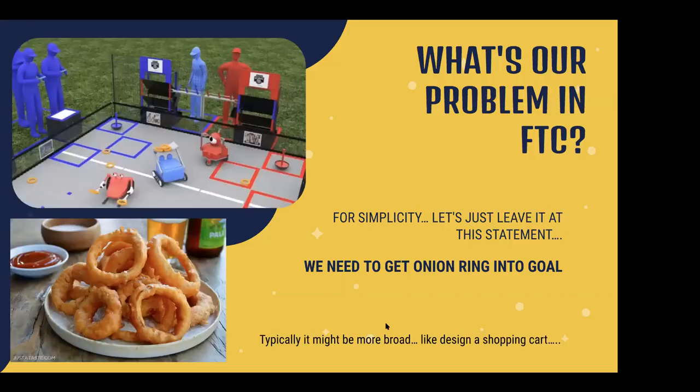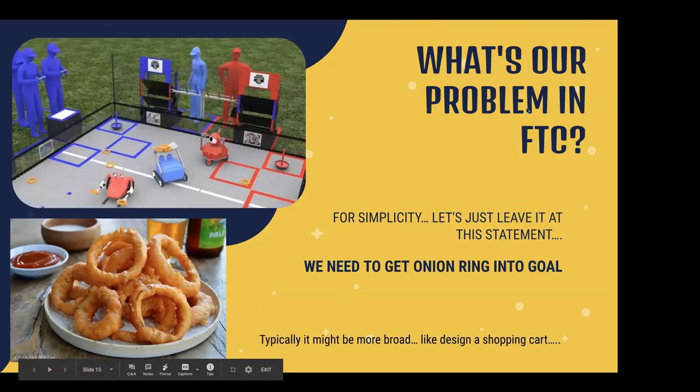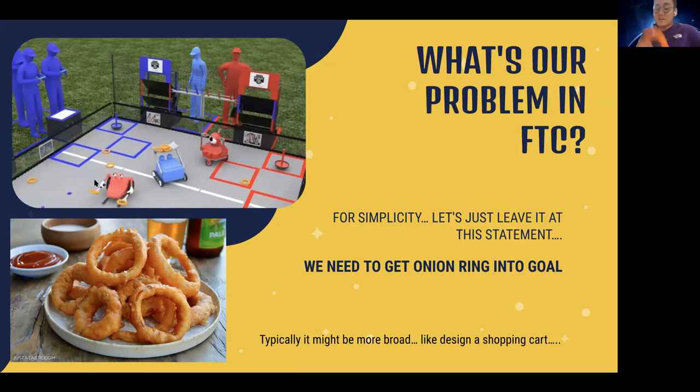So in FTC, I'm just gonna go for simplicity. I don't even know what the onion rings are called. Where's my onion ring? Oh, here. I don't even know what these things are called, so I'm just gonna call it an onion ring. For the sake of simplicity, we're just gonna say we need to get our onion ring into the goal, into those goals.